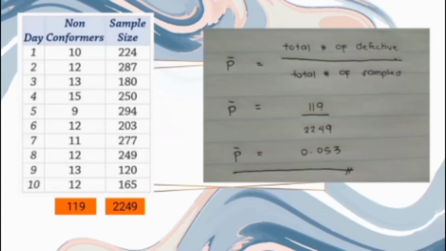First, we will add all the non-conformers, for which the total is 119. Next, we will add all the sample sizes, for which the total is 2,249. Next, we will apply the formula: P bar equals total number of defective, or non-conformers, divided by total number of sample size. So, P bar equals 119 divided by 2,249. P bar equals 0.053.